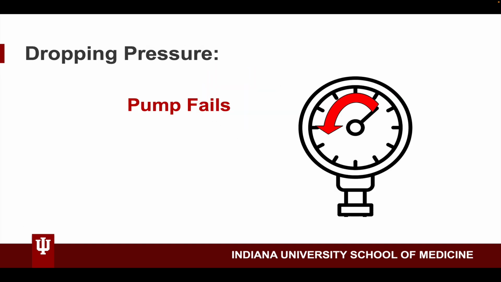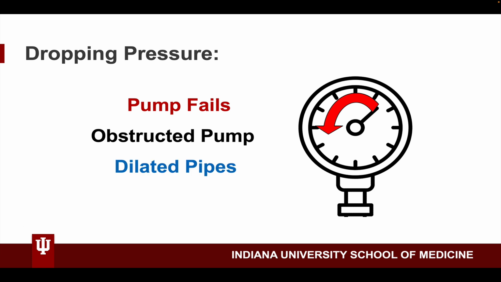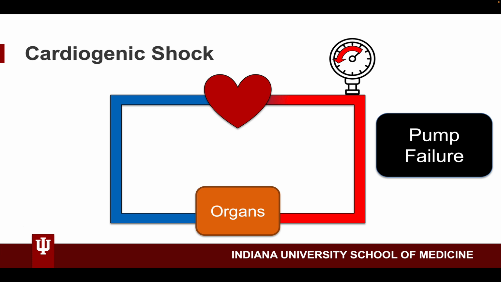Why do we have dropping pressure? Well, there's a couple of reasons. One is that the pump fails. Two is we obstruct the pump. Three is that the pipes in the system dilate, dropping the pressure. And four is we have leaking pipes. So cardiogenic shock is a type of pump failure. Here, the heart is pumping, but it's not pumping well enough to generate pressure.